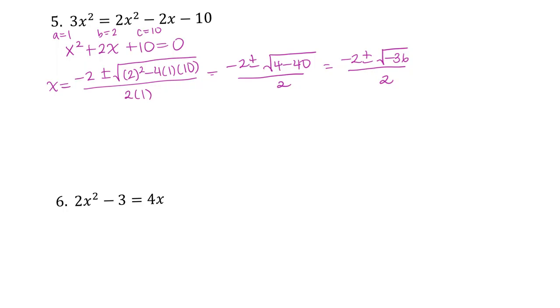Okay, so let's see. Negative 2 plus or minus the square root of negative 36 is 6i. And I'm going to divide by 2. Negative 2 divided by 2 is negative 1. Plus or minus 6i divided by 2 is 3i. And then remember, if you have 6i divided by negative 2, since there's a plus or minus there, the plus and minus don't matter because you're including both of them no matter what.